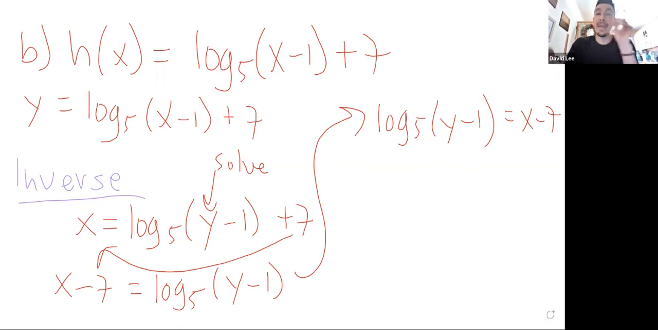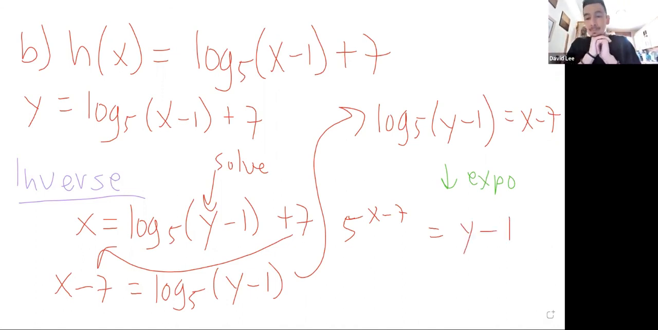Okay. And then what we can do is we can write this into exponential form. We can convert this to exponential form. And that'll say 5 to the power of x minus 7 equals y minus 1. And then finish off this example by adding 1 to the other side.